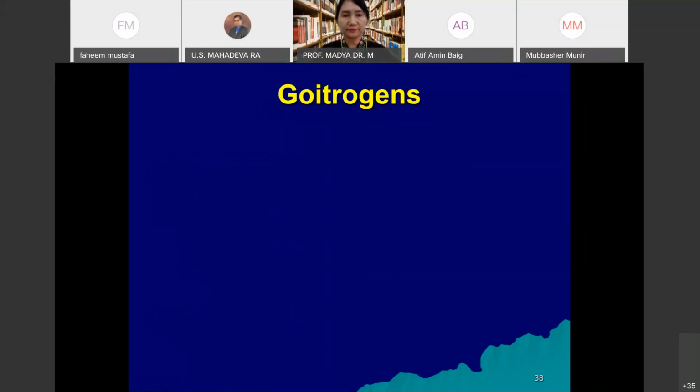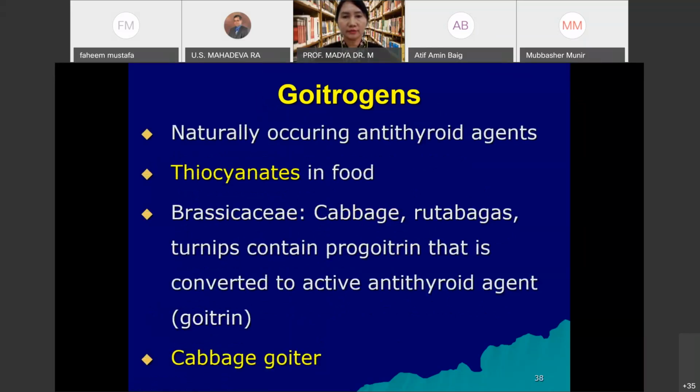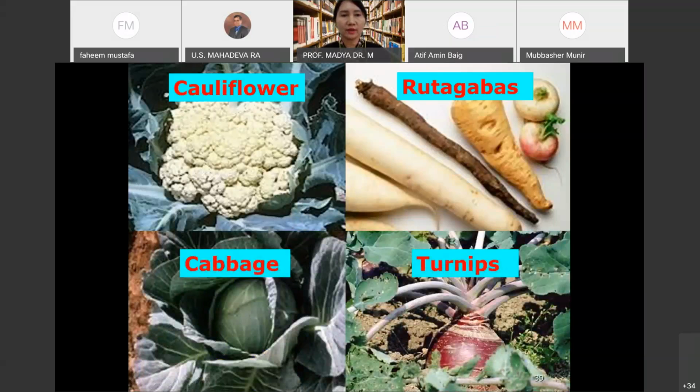So I'll explain briefly about goitrogens. These are naturally occurring antithyroid agents, and when we consume them in food, this can lead to hypothyroidism. So the Brassica vegetables are substances that can cause hypothyroidism, like cabbage, rutabagas, and turnips, which contain progoitrin that is converted to the active antithyroid agent goitrin. And if we consume a large amount of cabbage for a long time, we can get cabbage goiter. So these are some examples of Brassicaceae: cauliflower, rutabagas, cabbage, and turnips.